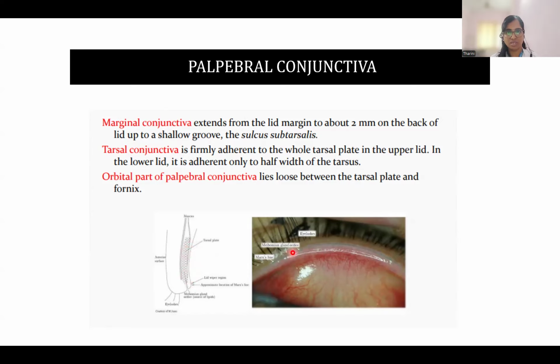Then comes the orbital part, which lies loose between the tarsal plate and the fornix. The orbital part is very deep, so we cannot visualize it in this picture.